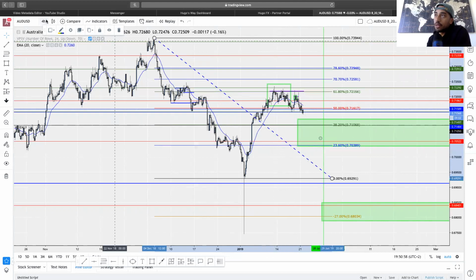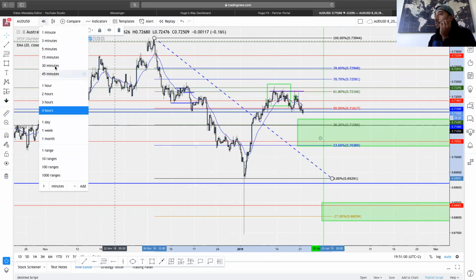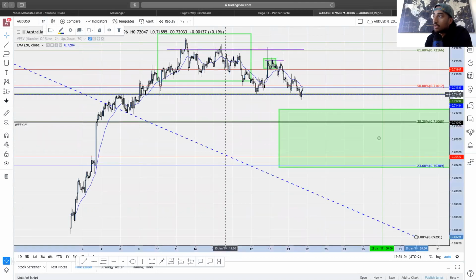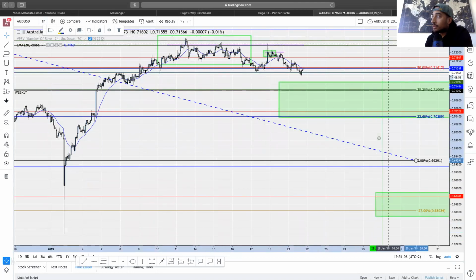I would go to the M30 time frame, but I'm just going to go to the H1 so there's a little less detail. As we can see, literally right at 61.8, price just stops and starts to consolidate a bit. So I entered into my sell. It wasn't a perfect entry or anything like that, but I entered in.